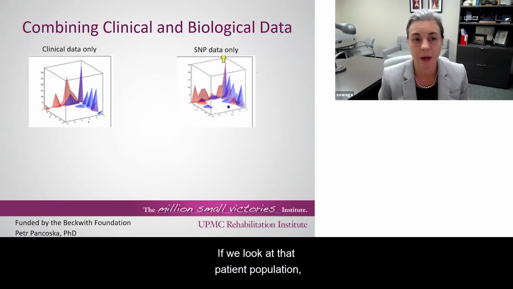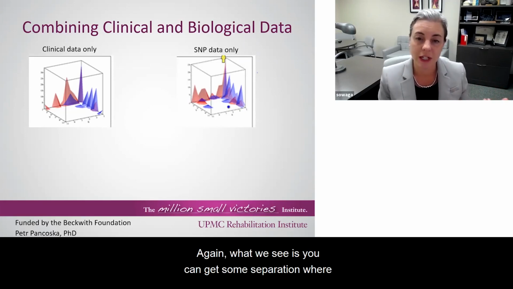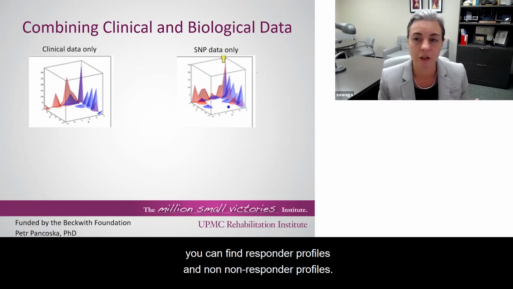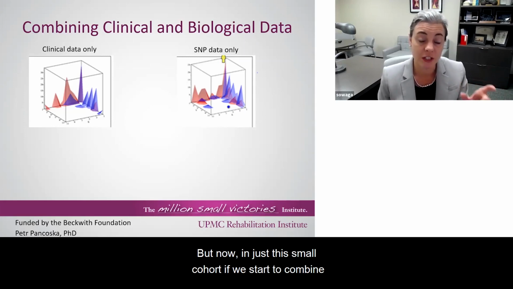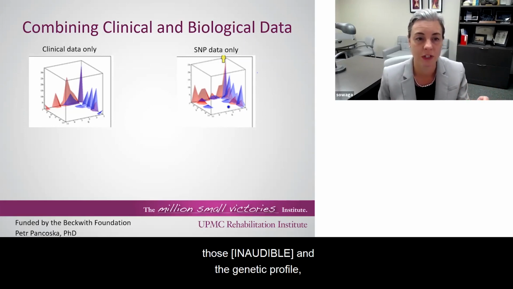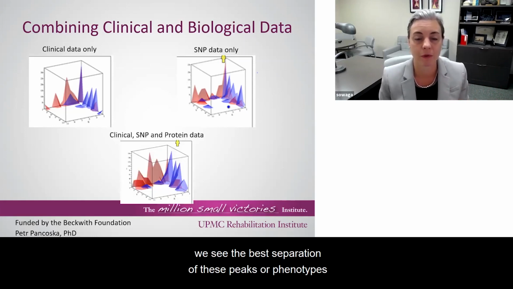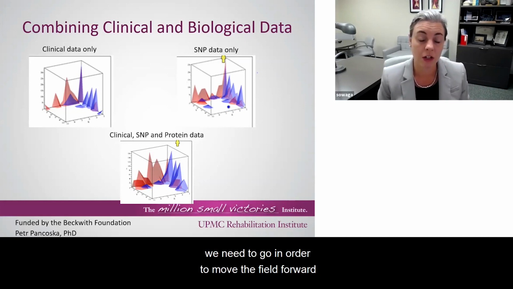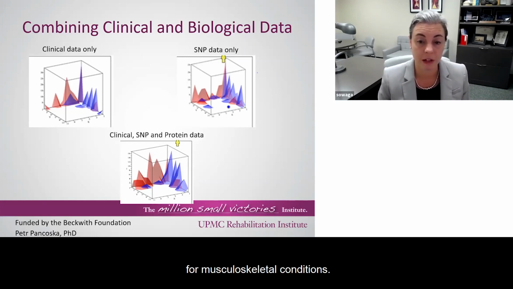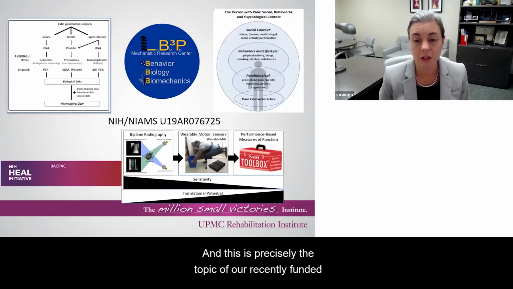If we look at that patient population and again look at their genetic profile only, what we see is you can get some separation where you can find responder profiles and non-responder profiles, but again a fair amount of overlap. But now in just this small cohort, if we start to combine those data and the genetic profile, we see the best separation of these peaks or phenotypes in ways that give us the best predictive capacity. And that's exactly where I think we need to go in order to move the field forward for musculoskeletal conditions. And this is precisely the topic of our recently funded Mechanistic Research Center.